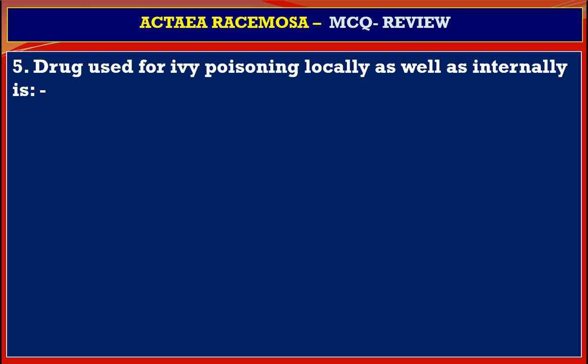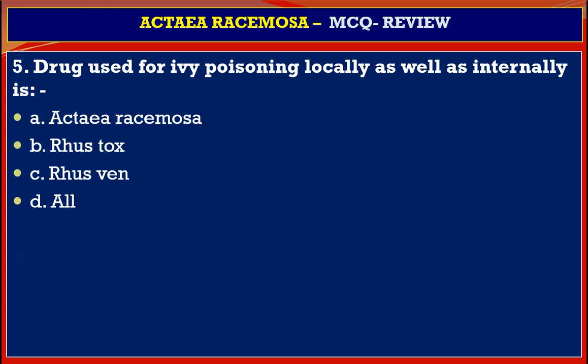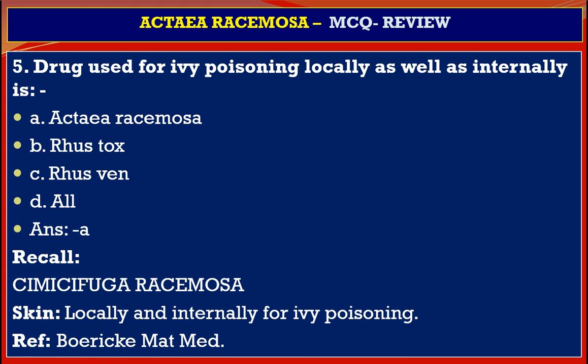MCQ number 5, drug used for ivy poisoning locally as well as internally is A. Actaea racemosa, B. Rhus tox, C. Rhus venenata, and D. All of above. The answer is Actaea racemosa, and the reference for this is Boericke's Materia Medica, Cimicifuga racemosa, skin, locally and internally for ivy poisoning.